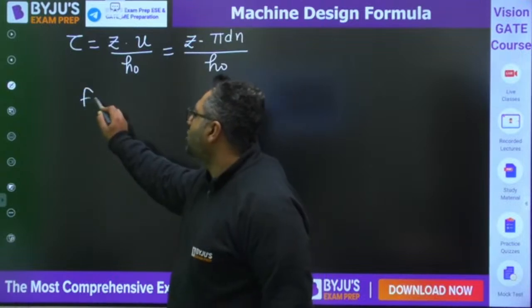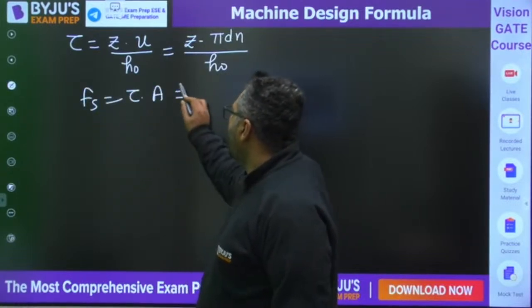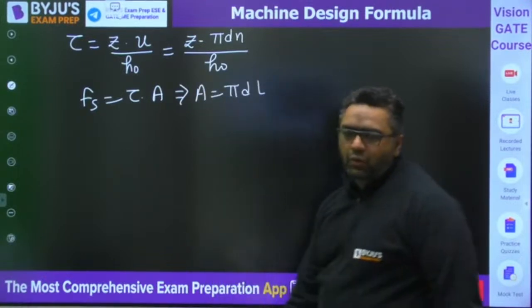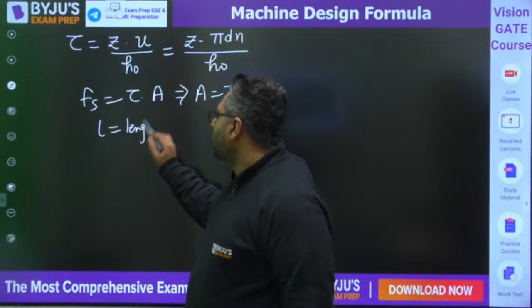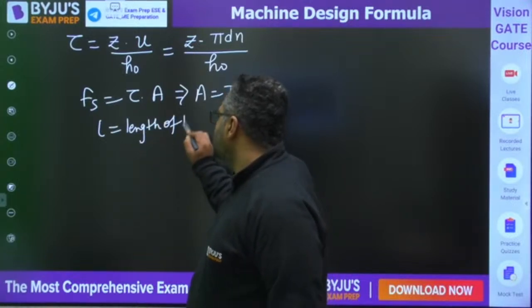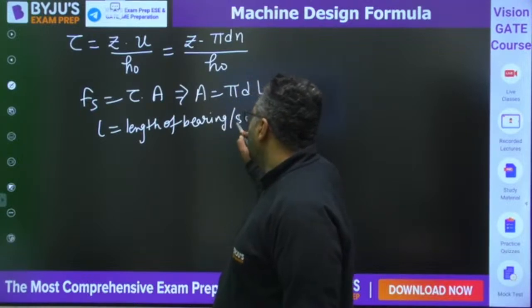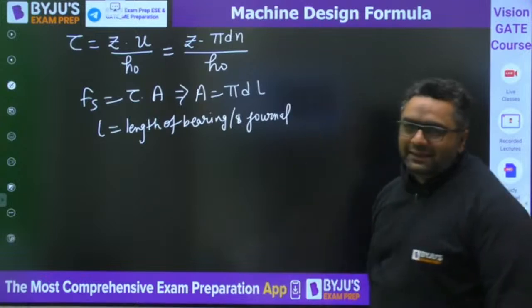If you want to write the shear force, it is shear stress into area. The area is nothing but pi D L. Here L is the length of the bearing or journal, because the journal is that part of the shaft which is inside the bearing. Journal, not shaft. This is the shear force.